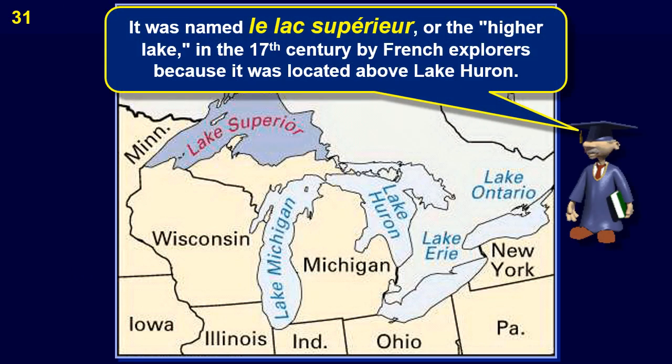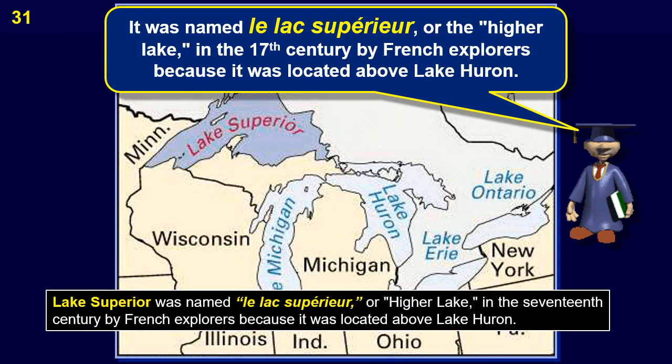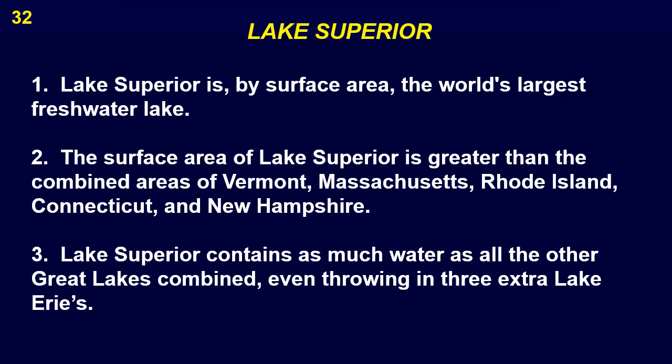Lake Superior was named Le Lac Supérieur, or Higher Lake, in the 17th century by French explorers because it was located above Lake Huron. 1. Lake Superior is, by surface area, the world's largest freshwater lake. 2. The surface area of Lake Superior is greater than the combined areas of Vermont, Massachusetts, Rhode Island, Connecticut, and New Hampshire.